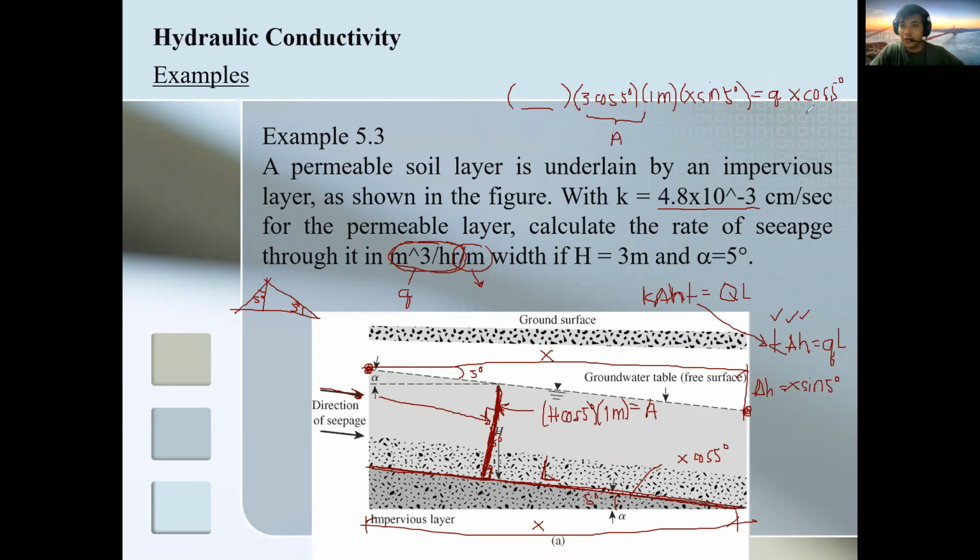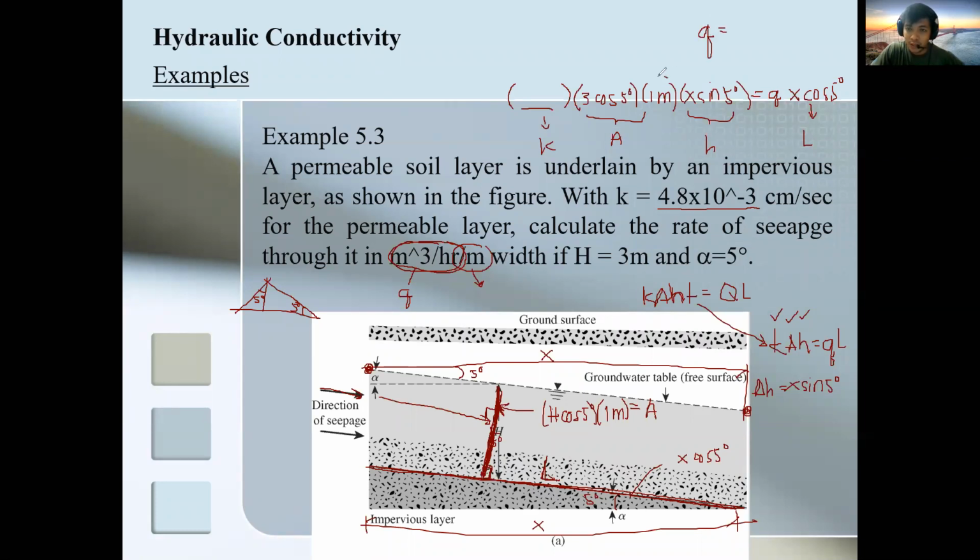So if you're going to divide X cosine 5 degrees, on the left side, this one is H, this one is K, this one is L, well represented. So if we're going to divide L on the other side, we can isolate the Q and we can eliminate the unknown constant X, right? Okay, X divided by X is 1. So now you can solve for Q.